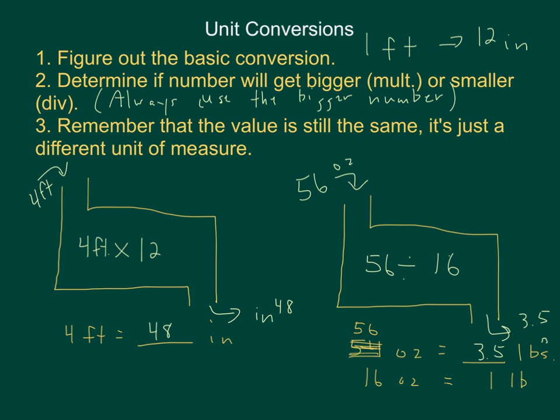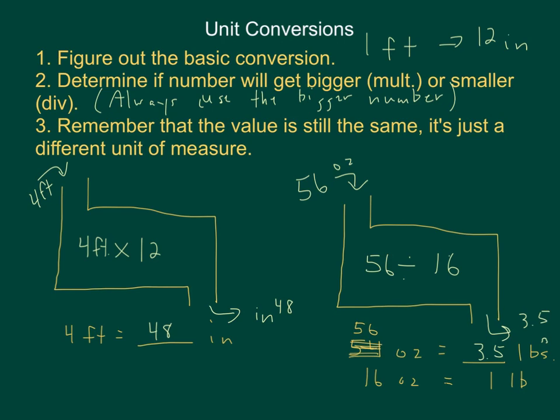So again, when we're converting units, first thing is to figure out the basic conversion. So one of those numbers is always going to be a 1. 1 foot is 12 inches. 1 centimeter is 10 millimeters. Just as some examples. Second, you're going to determine if the number will get bigger. If the number gets bigger, you multiply. If it gets smaller, you divide, and you always use the bigger number of the two.